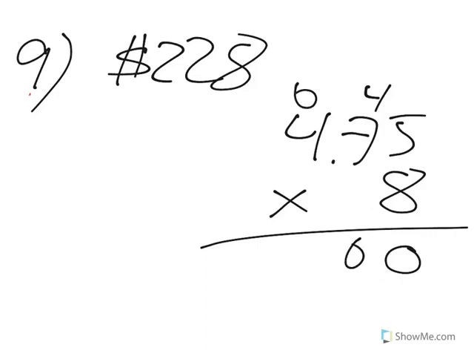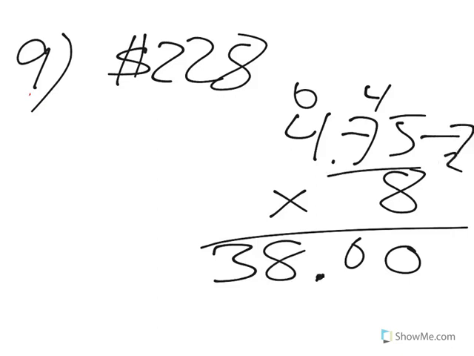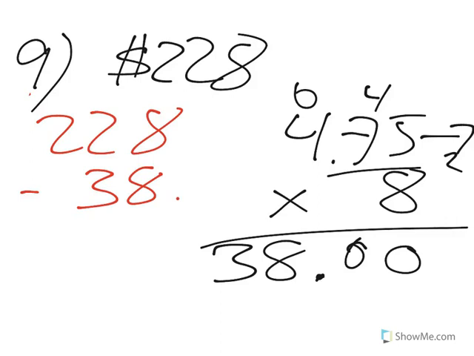8 times 4 is 32, plus 6 is 38. Bring my decimal over 2 places. So at this point, she saved $38. But it's asking how much more money does Alicia need to save. So I take my 228, I subtract 38 from it.